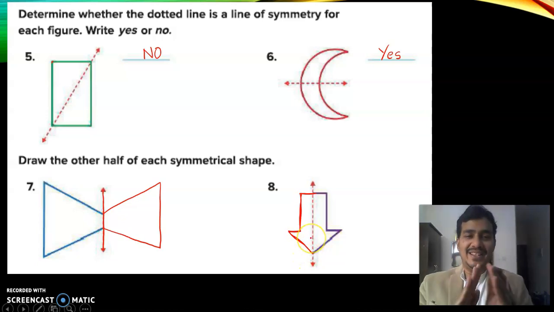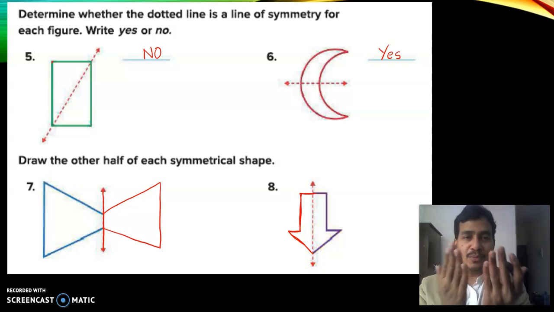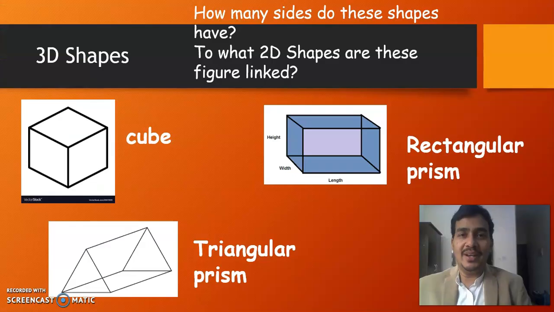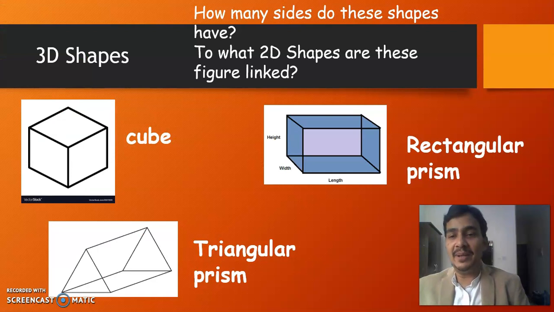Like this, so you can see the complete picture. It looks so nice, no? And then the line of symmetry, so that on both the sides it is the same. All right, let's go ahead. Let's go on to 3D shapes.